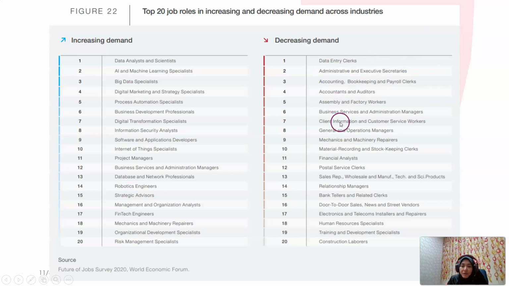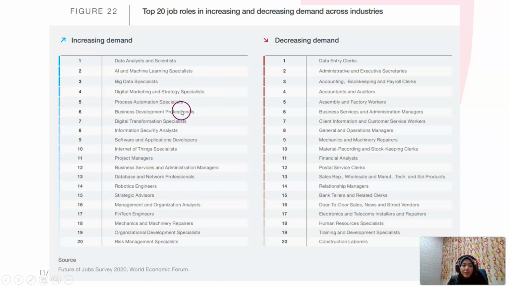For example, construction labourers will reduce, and door-to-door sales will reduce because we have digital marketing. And then increasing demand, what you can have for your future: risk management specialist, organizational development specialist, you can be a strategic advisor, management and organization analyst, and then digital marketing and strategy specialist, which is the top 4. So this is one of the famous jobs in the future.